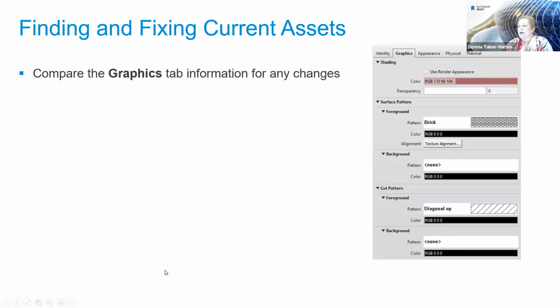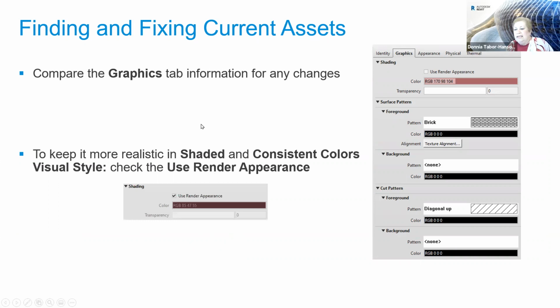Okay, so it's kind of odd. We went from thermal to physical to appearance, and now we're only going to go to the graphics tab to compare any more changes that might need to be done. And to keep it more realistic and shaded and consistent colors for the visual styles, I always use the check render appearance on my materials. So let's go back and do that.